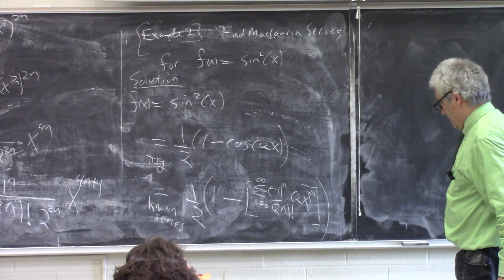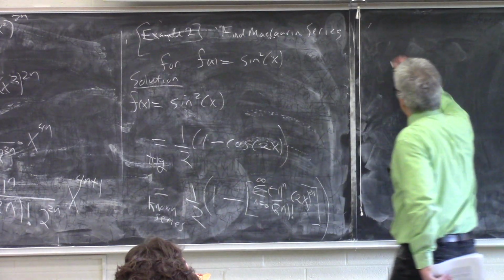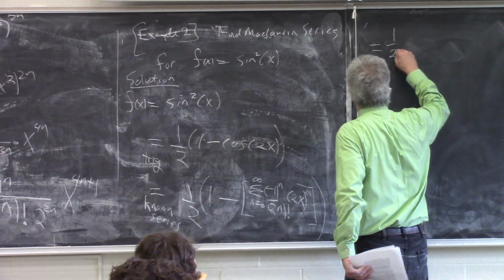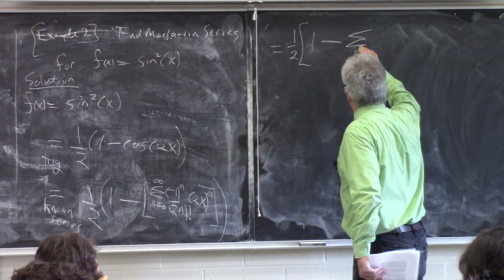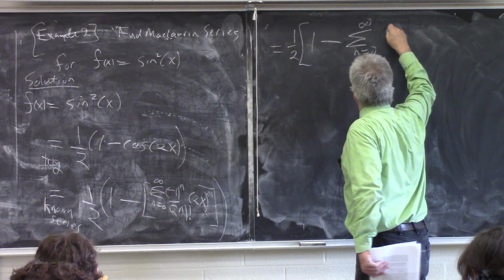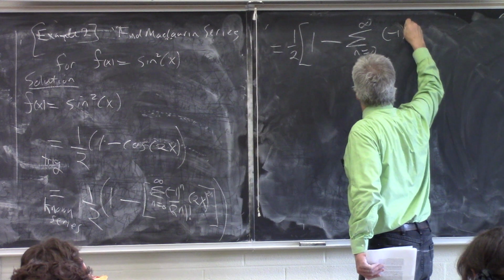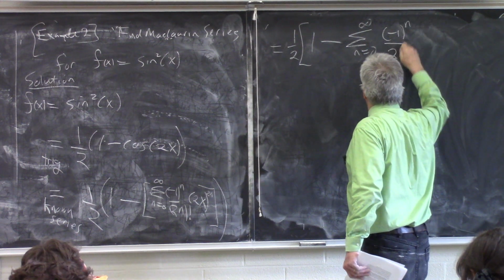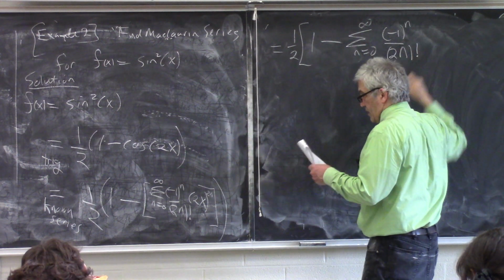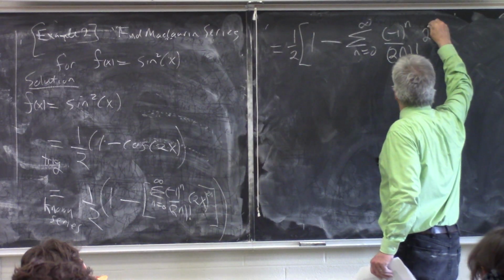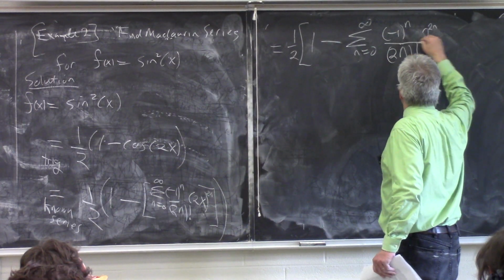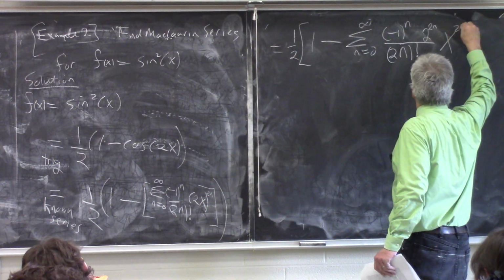All right, well, let's clean this up. This is 1/2 times the quantity 1 minus the sum as n goes from 0 to infinity of (-1)^n over (2n)! quantity. And when I break that apart, I'm going to have 2^(2n) on top, and then I'm going to have x^(2n).